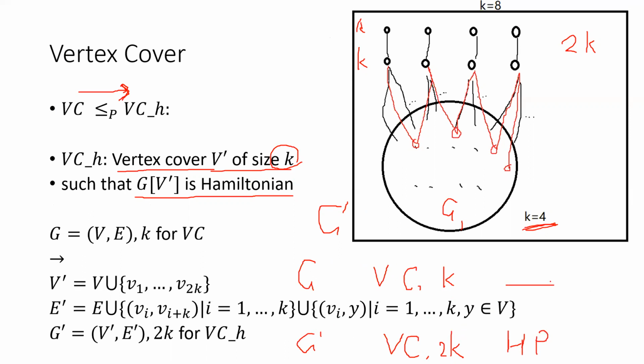So let's see this direction. If you have a vertex cover set of k, then for this graph you can choose these vertices to be included in the vertex cover set, and then you can have a Hamiltonian path because these vertices are connecting to every vertex in G. The number here is exactly the same as the number in the vertex cover set inside. So you just need to go like this, and you complete.